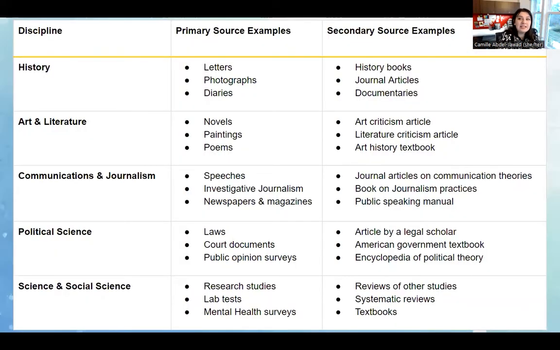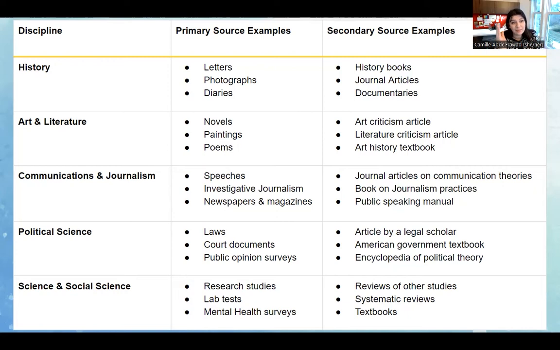And like I said, this varies quite a bit by discipline, right? So in history, arts, and communication, those primary source examples are what we typically think of as primary sources. So letters, photographs, diaries, novels, poems, speeches, thinking of JFK and the speeches that he did, those would be primary sources. In political science, we're thinking about laws, documents, public opinion surveys. The one that sometimes trips students up is the sciences and social sciences. What is a primary source in biology or chemistry or psychology or sociology? A lot of times those primary sources are going to be research studies.